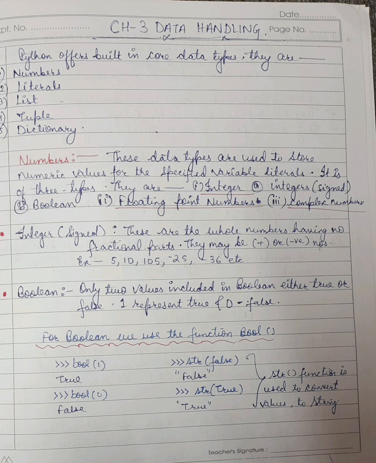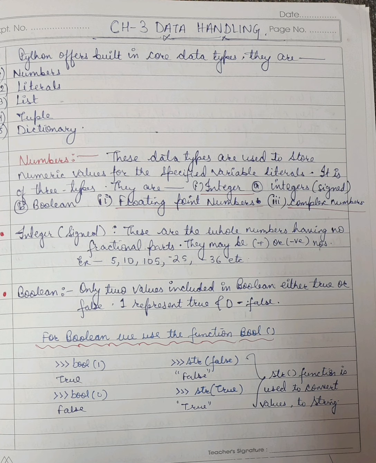So today in this video we will see new Chapter 3, Data Handling. So let's see. Python offers built-in core data types. They are: first numbers, second literals, third list, fourth tuple, fifth dictionary. So let's see in detail.